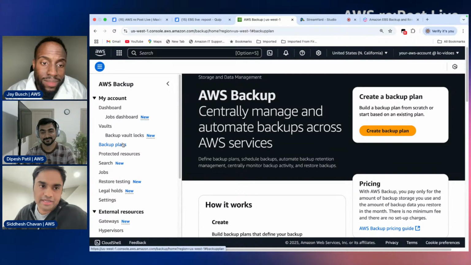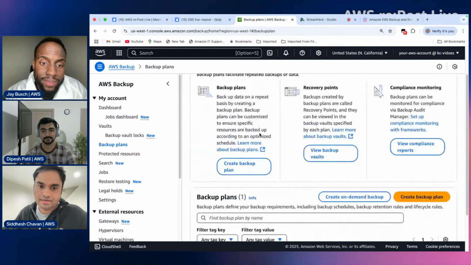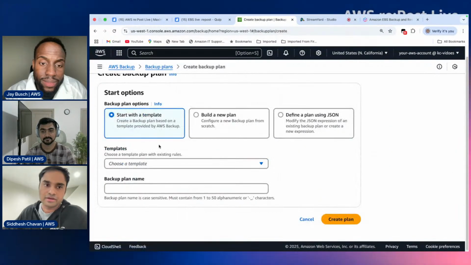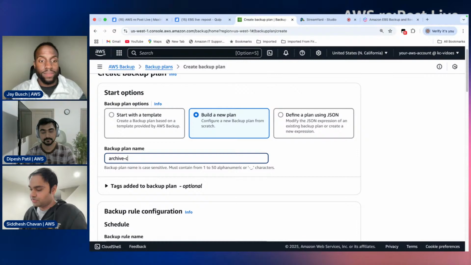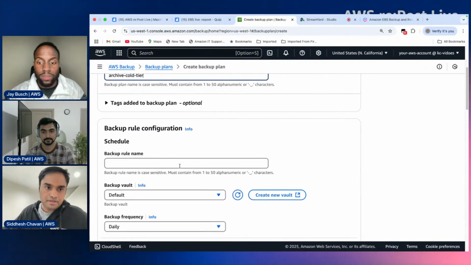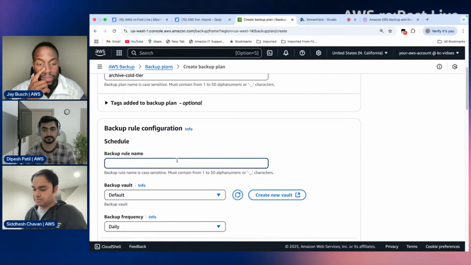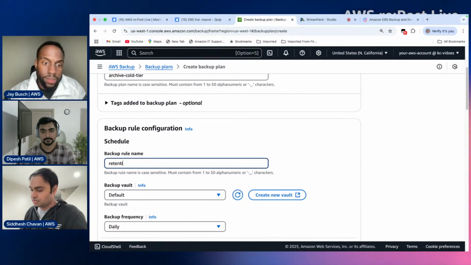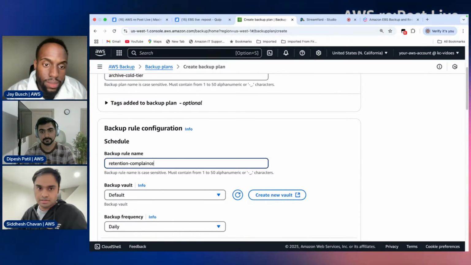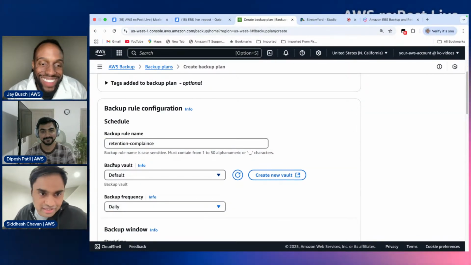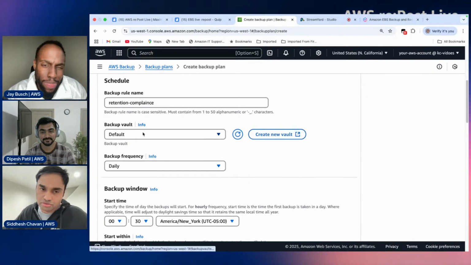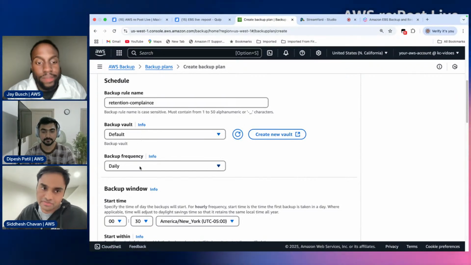Okay, that's perfect. So let's create a backup plan. Go ahead, click on backup plan. You can start with a template, but let's start from scratch. Let's name this archive cold tier. Backup rule name, let's say retention for compliance purpose. Sorry for the typos. Move it into the default vault. You can create your own vault as well, but for simplicity, I'm keeping it as default.